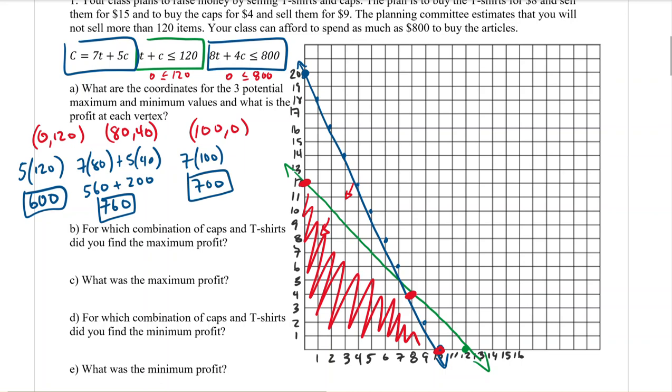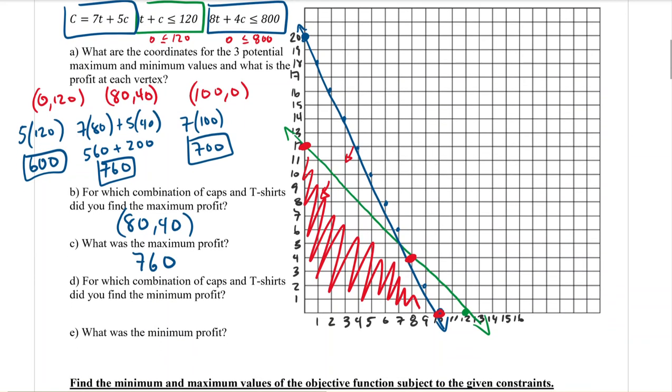So for which combination of caps and t-shirts did you find the maximum profit was 80/40? And what was that? That was 760. And the minimum profit was 120, and that was 600.